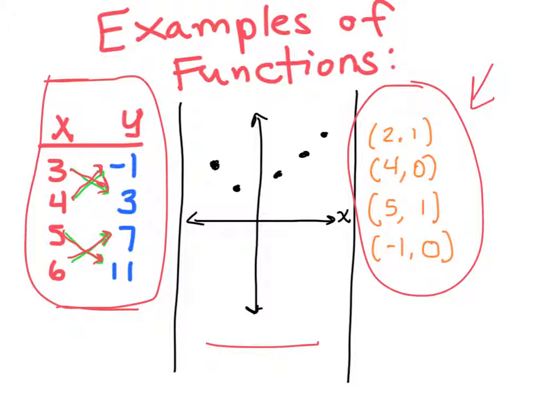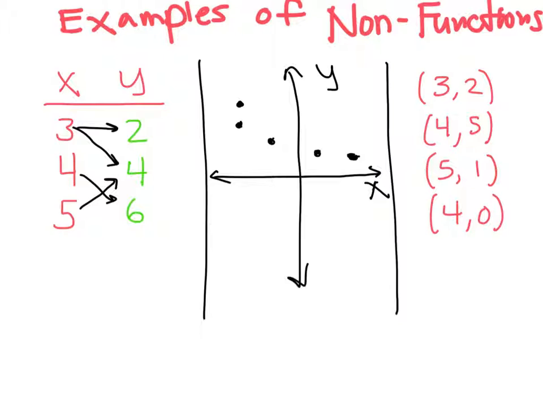And again, if the input's 2, the output's 1. If the input is 4, the output is 0. When my input is 5, the output is 1. And then if the input is negative 1, the output is 0. There's no duplication of any of the inputs tied to a different output. So what we've got there is actually a function.